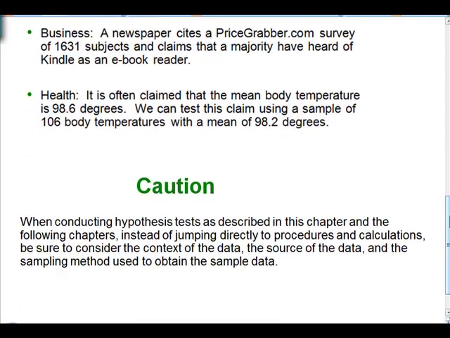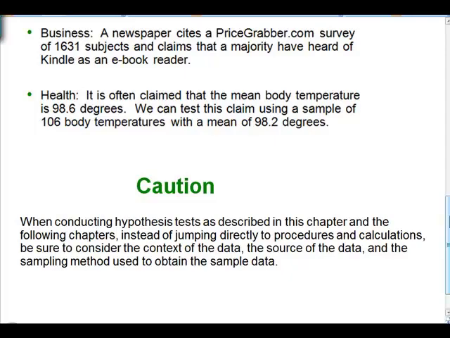There is a word of caution here, though. When conducting hypothesis tests as described in this chapter and the following chapters, instead of jumping directly to the procedures and calculations, because those are easy to do, so you'll want to do them, be sure you consider the context of the data, the source of the data, and the sampling method used to obtain the data.